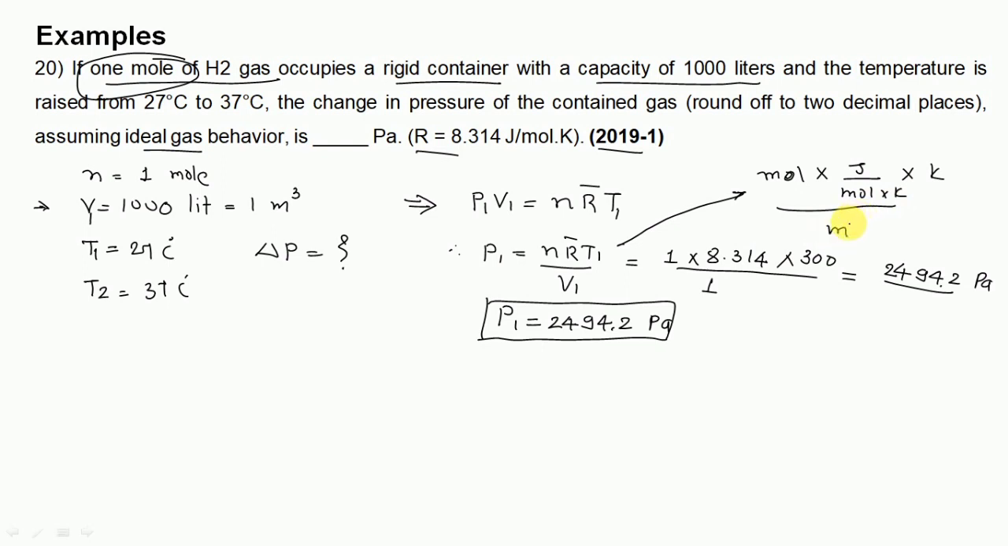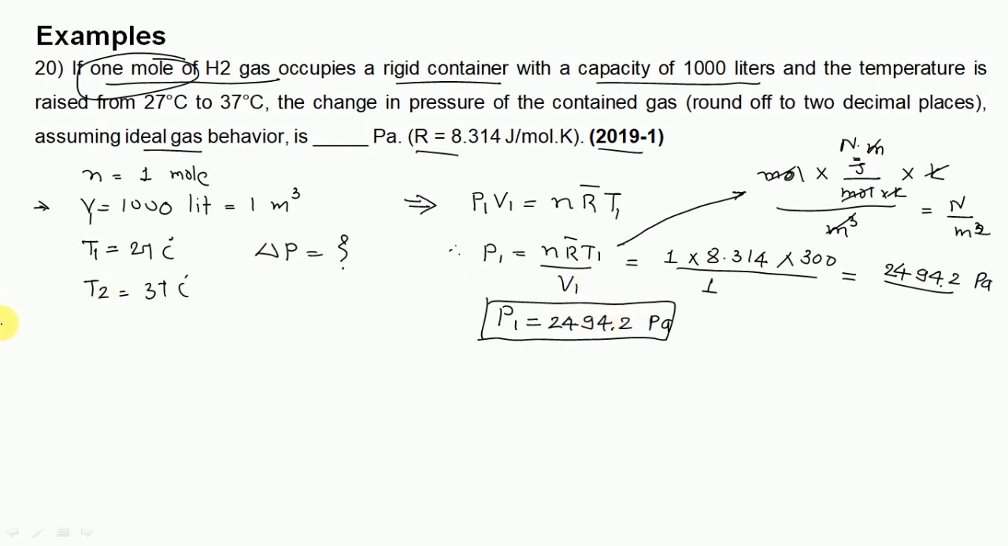Okay, liter or meter cube. So you can see these values cancel out, and joule is nothing but Newton into meter. So here meter also cancels out, and your whole value becomes Newton per meter square. It is Pascal. That's why we are directly taking the values in Pascal.